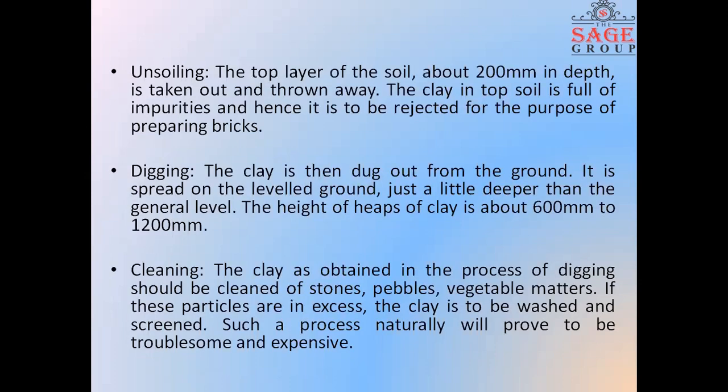So unsoiling is the process in which the top layer of the soil, about 200 mm depth, is taken out and thrown away because it contains impurities and the other materials. So if somehow we are using these kind of soil, it doesn't match with the quality of the brick which we are going to manufacture. The clay in the top of the soil is full of the impurities, and hence it is to be rejected for the purpose of preparing of the bricks.